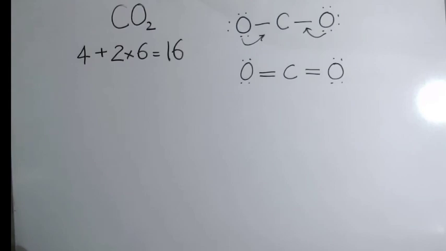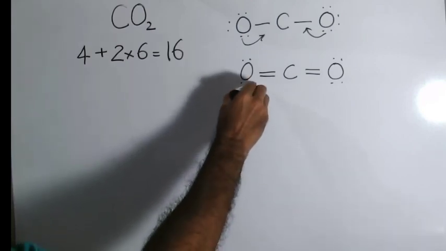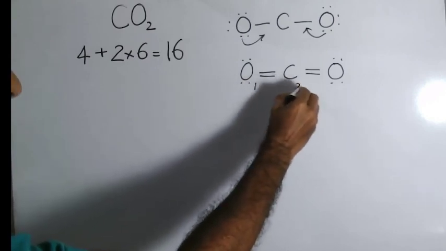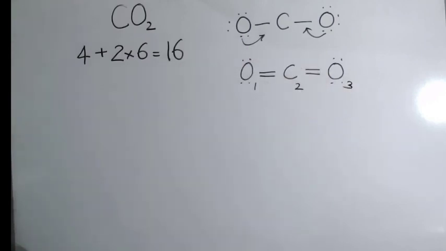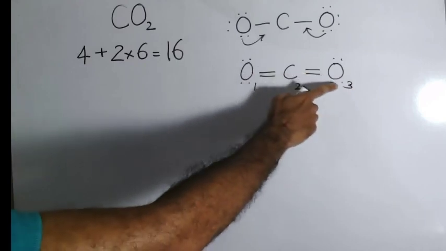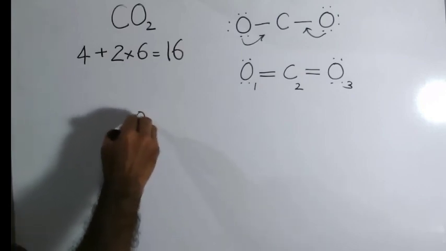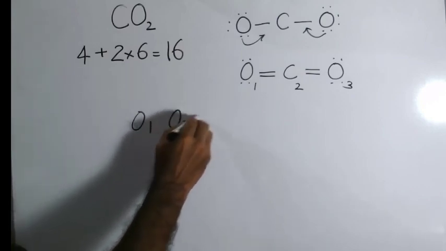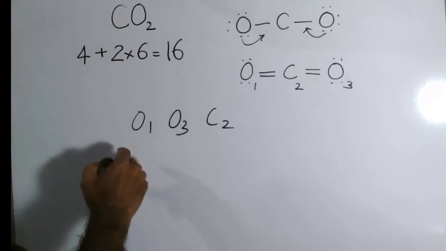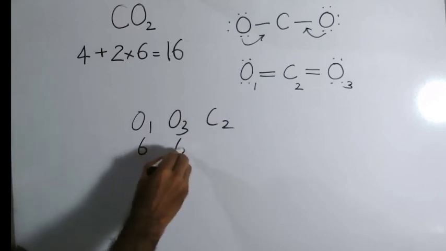Now we will determine the charges. I put numbers 1, 2, 3. Anyway, these 2 oxygen atoms are identical. No need to calculate the charges for both oxygen atoms, that means formal charges. We should get the same result. O1, O3, C2. Now I am writing the valence shell electrons.